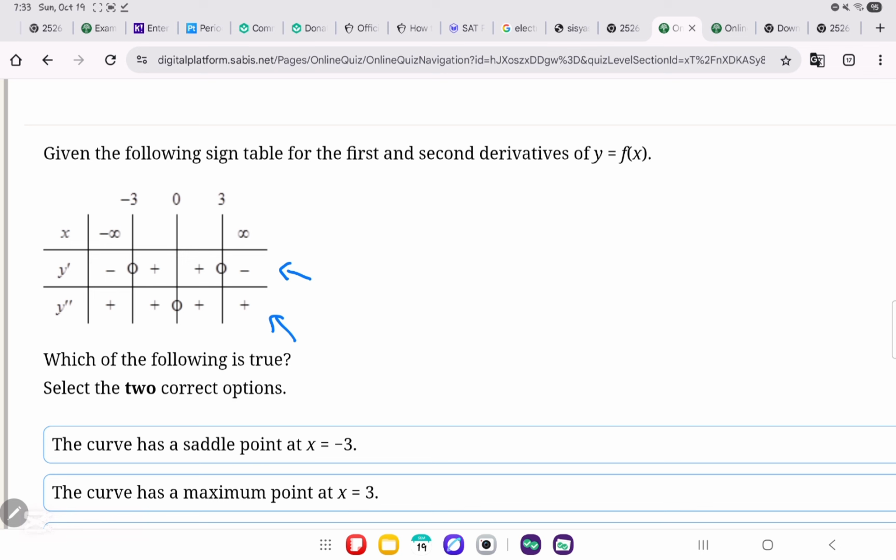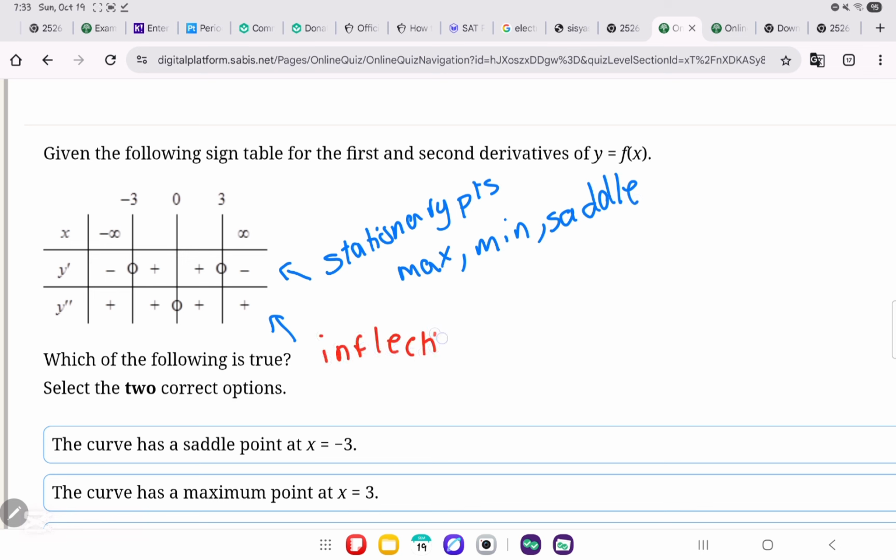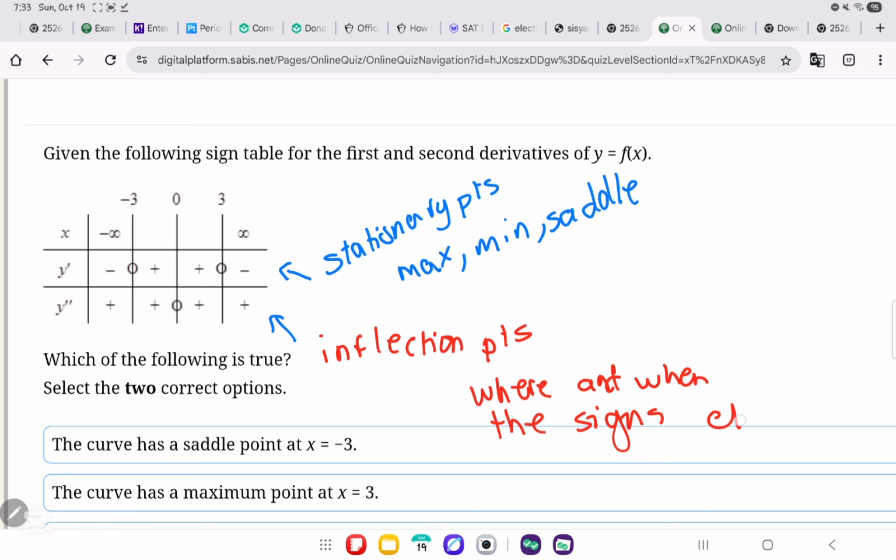From the first derivative, we can know whether we have stationary points, right? So here we have stationary points. Okay, after stationary points, we can know if we have a local maximum, local minimum, or a saddle point, right? Whereas in the double derivative, we can know if we have any inflection points, and we can know where and when the signs change, like whether it goes from positive to negative, or from negative to positive. So let us read this together.